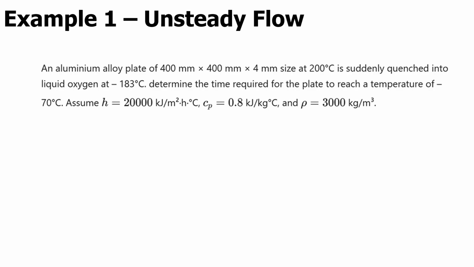An aluminium alloy plate measuring 400 millimeters by 400 millimeters by 4 millimeters is initially at a temperature of 200 degrees Celsius. It is then abruptly immersed into liquid oxygen, which is at a frigid minus 183 degrees Celsius. Our goal is to determine the exact time it takes for this plate to cool down to a temperature of minus 70 degrees Celsius. To solve this problem, we'll use the following given properties for heat transfer coefficient, specific heat capacity, and density.